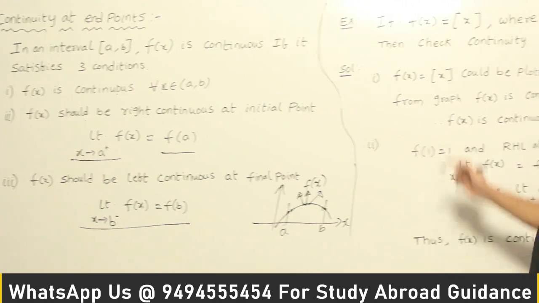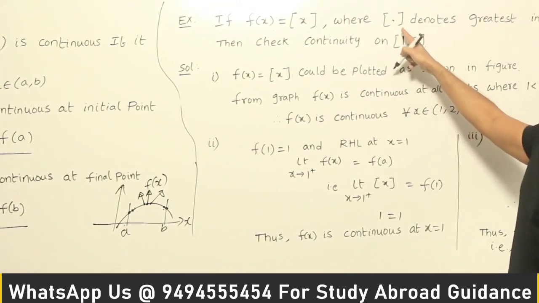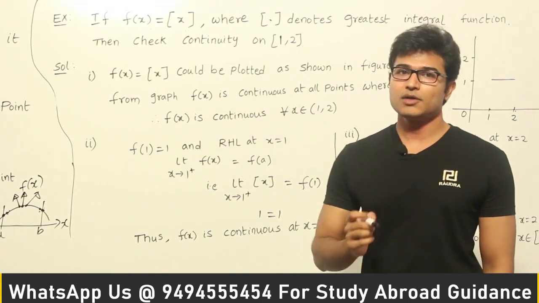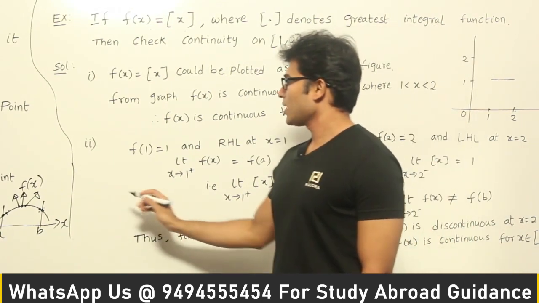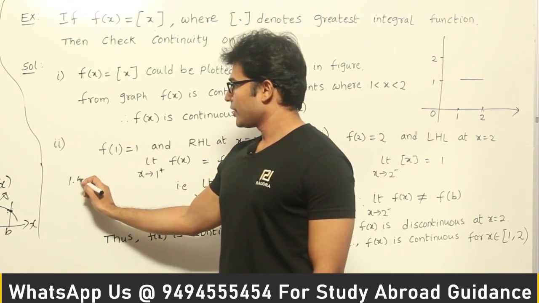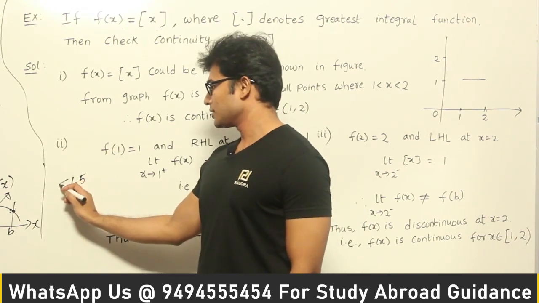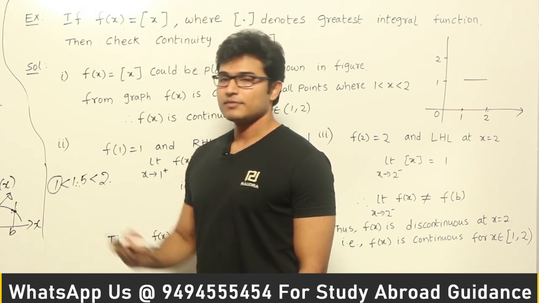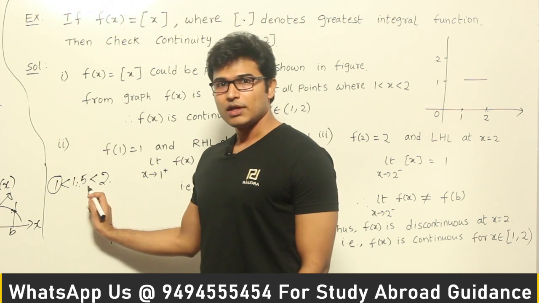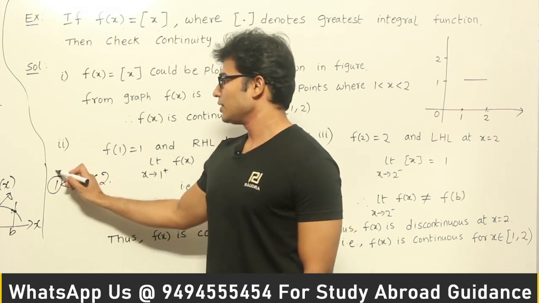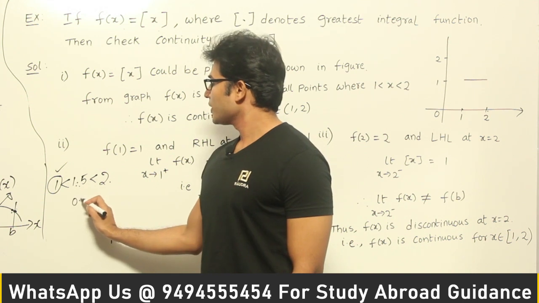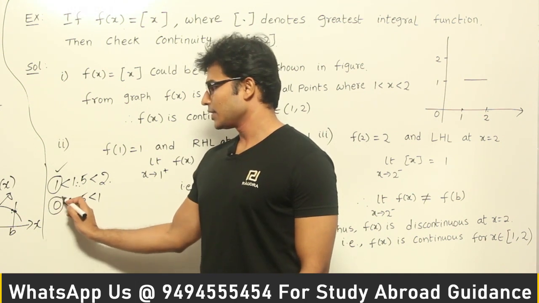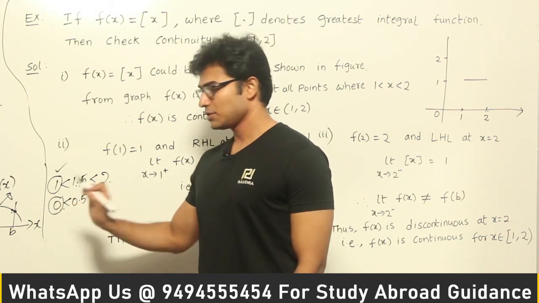Now let's take an example. If f of x equals step x, where step x denotes the greatest integer function, then check the continuity on 1 comma 2. What is the meaning of step x? If we have a value, let's say 1.5, it lies between two integers, 1 and 2, and its value will be given as 1. For all the values between 1 and 2, the value of the step function will be 1. If you take 0.5, it lies between 0 and 1, therefore its value will be given as 0, which means for all the values between 0 and 1, the function value will be 0.